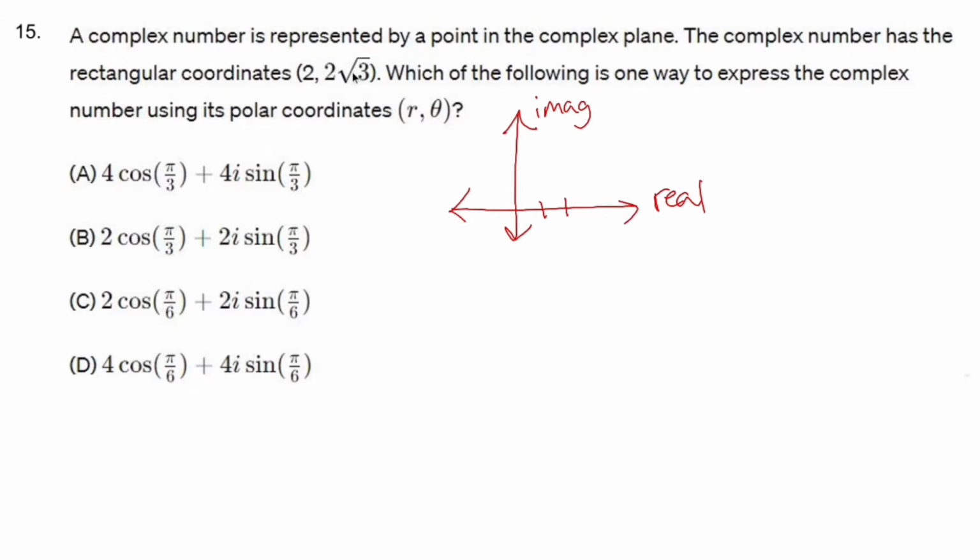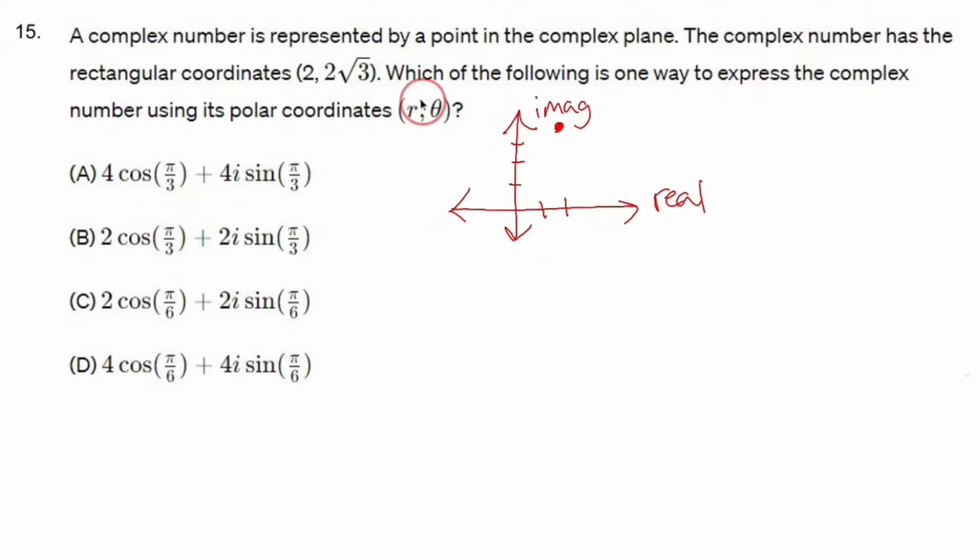Let me see, root 3 is like 1.7, so 2 times 1.7 is like 3.5-ish. So you would go up 3.5-ish, and you would end up somewhere up here. Little context for you. Now, though, I need to turn it into polar coordinates.